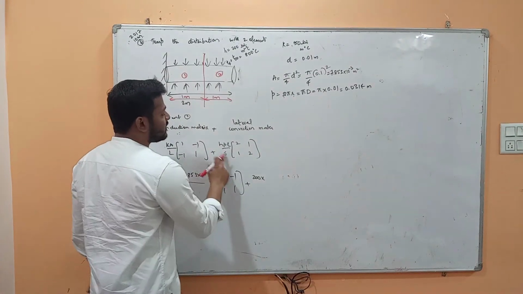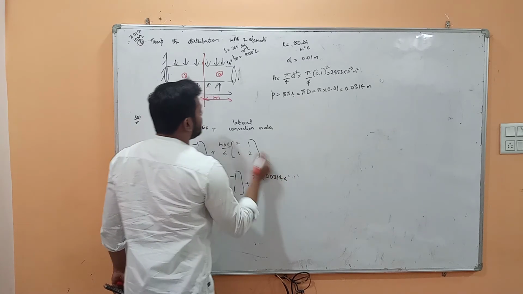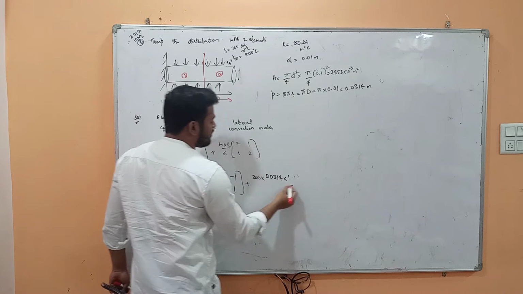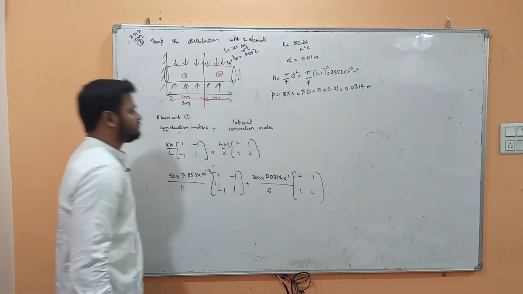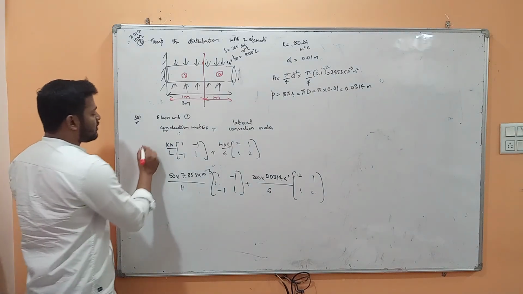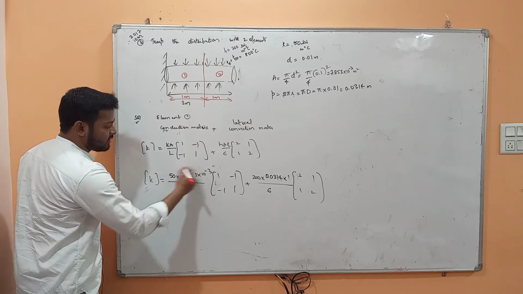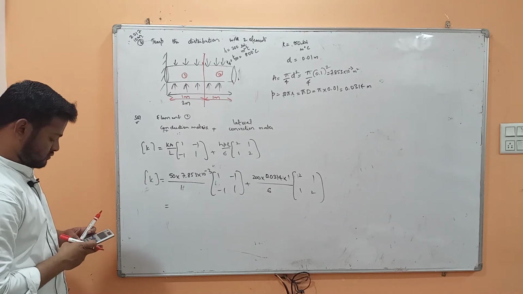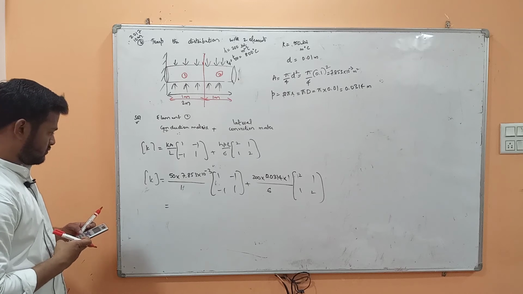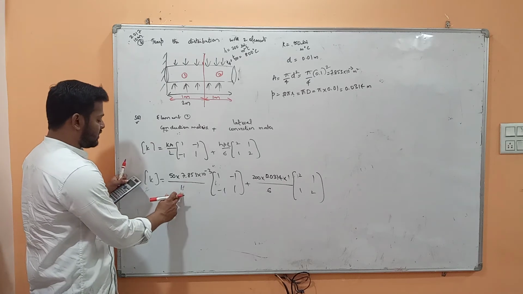So 200 into perimeter, which we got as 0.0314, into length, which is 1 by 6, 2112. So we got the K matrix for element 1 now. We can find out this value in the calculator. So we are getting this as 0.3926.